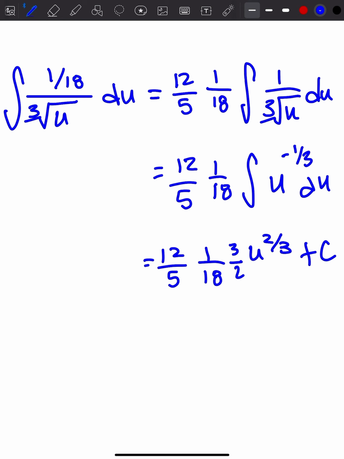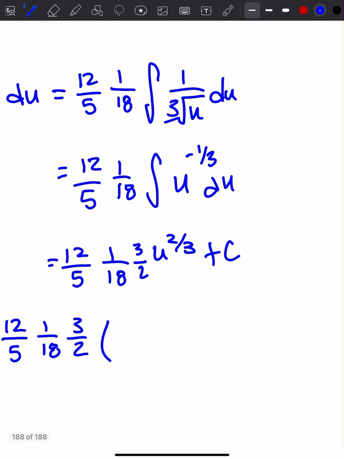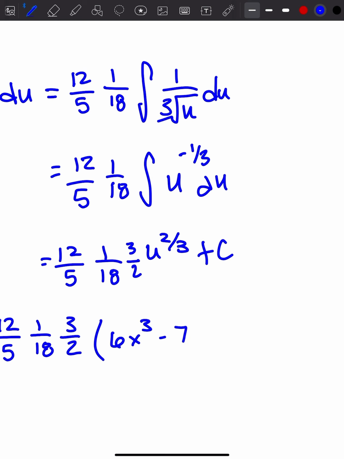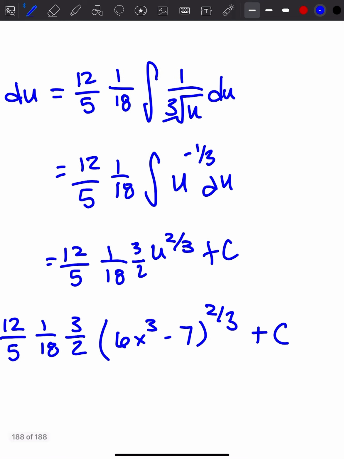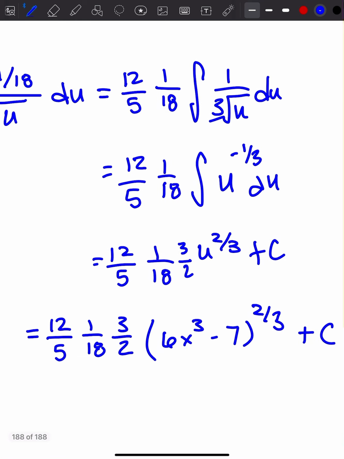And then I can already go ahead and plug u back in, even though I have all of these constants out front. We can kind of move some stuff around in a second. So u in our case was 6x cubed minus 7. So I have 6x cubed minus 7 to the 2/3 power plus c. So let's clean up these constants out front now, and then potentially move it back around with the 2/3 power. Everything we do after is just simplifying it in whatever way we feel like to potentially get it to a multiple choice answer.